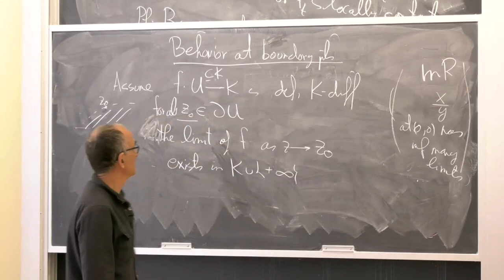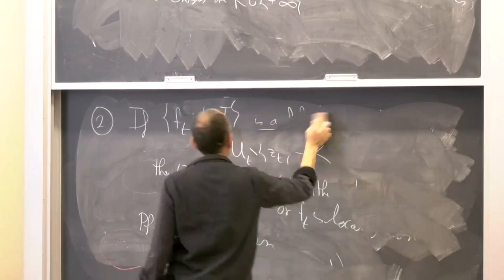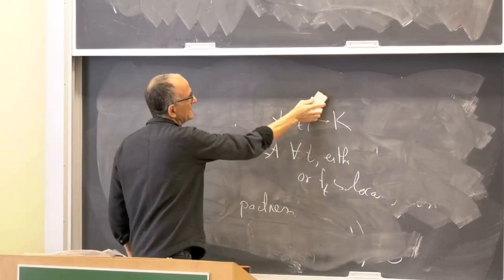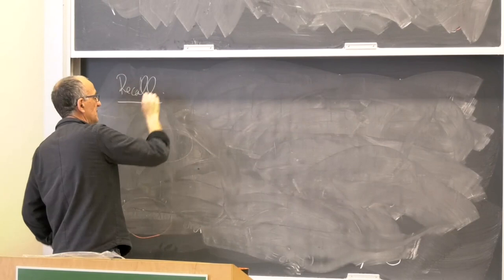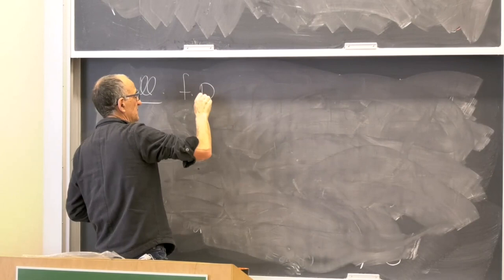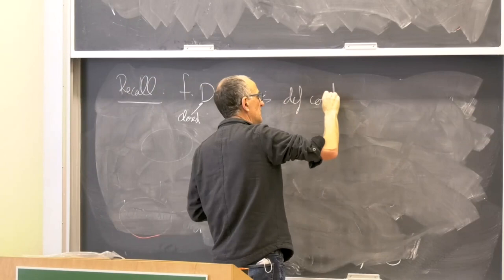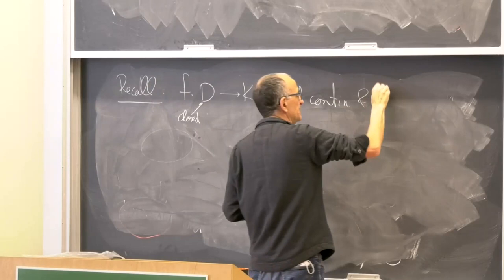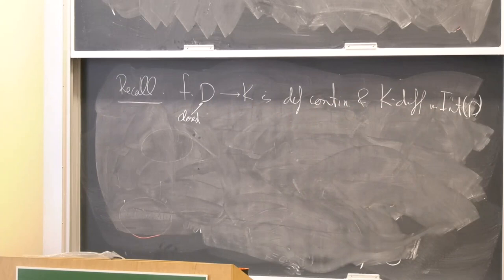Maybe I can wave my hands over the proof and try to explain. So let me remind you of the maximum principle. No, the identity theorem, sorry, which was proved using the maximum principle. Recall, when f on the closed disk, closed, is definable, continuous, and K differentiable in the interior, then it cannot take a constant value anywhere, including on the frontier, locally.